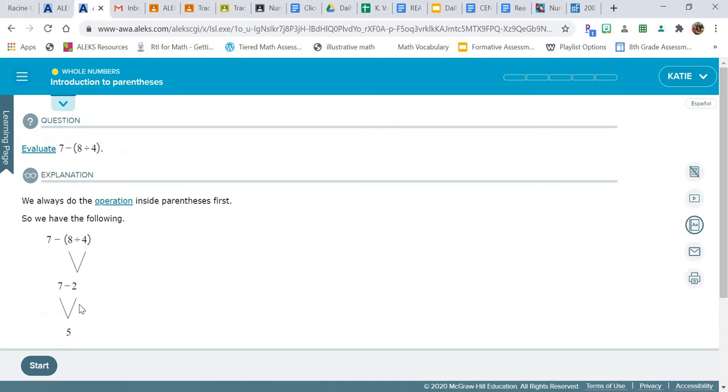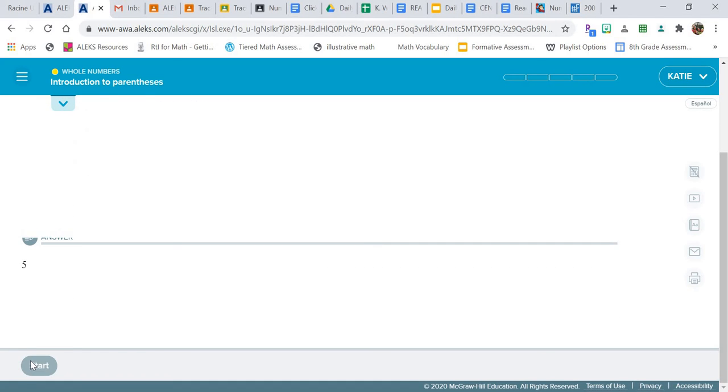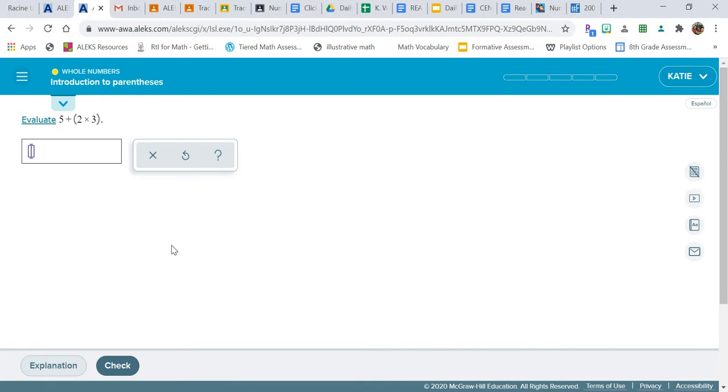Okay, so now we've looked at the explanation. We see how it worked. I had to do the parentheses first, and then I could do the subtraction. All right, I'm going to give this a try. So now I've clicked start, and I'm going to give this a shot.